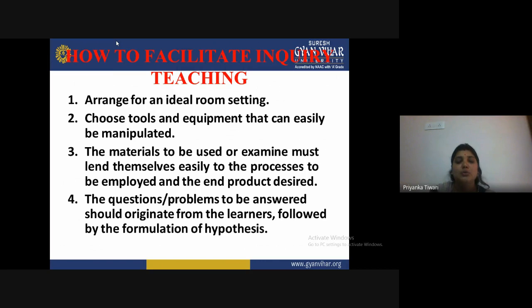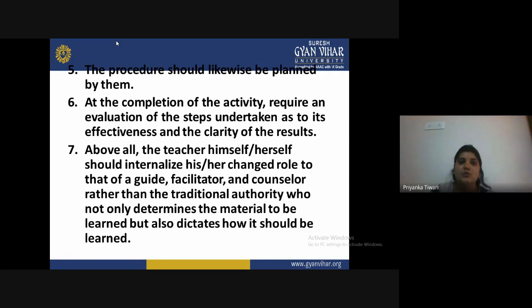The materials to be used or examined must lend themselves easily to the process to be employed and the end product desired. The questions or problems to be answered should originate from the learners, followed by the formulation of hypotheses. The procedure should likewise be planned by them. At the completion of the activity, require an evaluation of the steps undertaken as to their effectiveness and the clarity of the results.